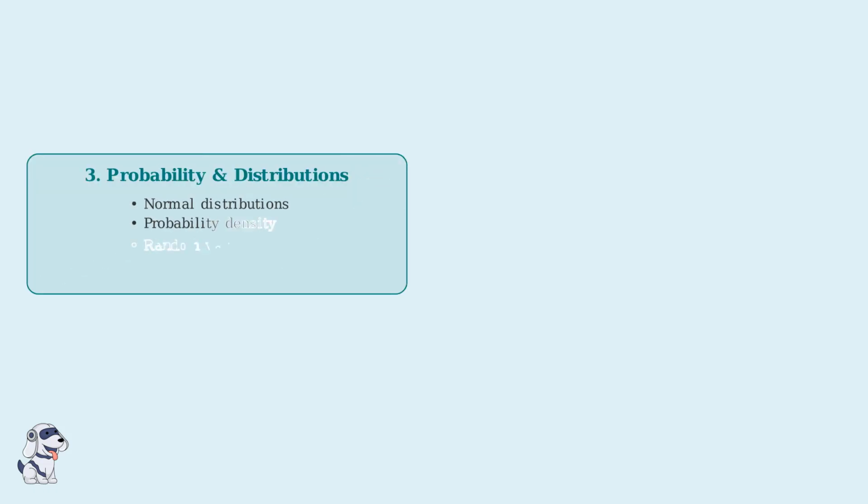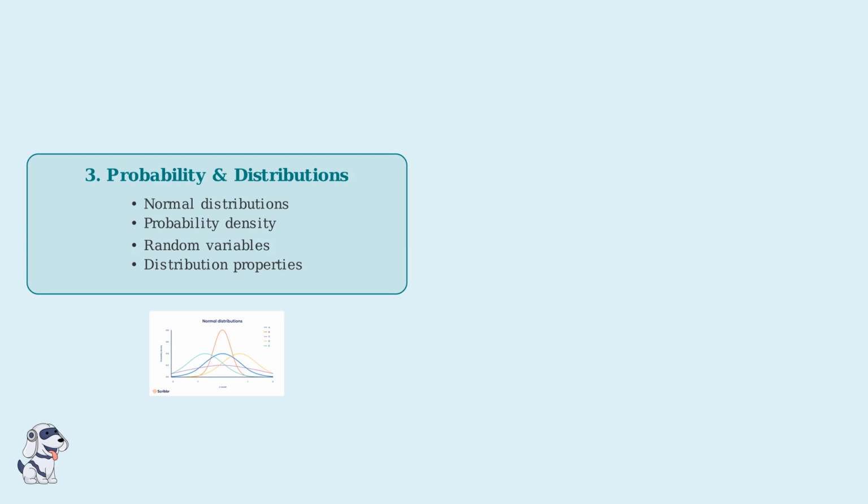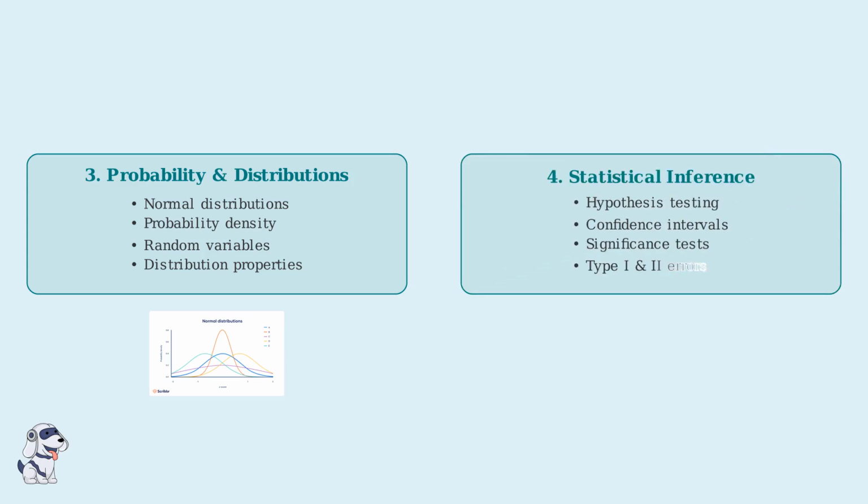Now let's move to the mathematical foundations you'll need. Basic probability and statistical distributions are essential. You need to understand normal distributions, probability density functions, and how random variables behave. This knowledge underlies the random effects in mixed models. Statistical inference teaches you hypothesis testing, confidence intervals, and how to draw conclusions from data. These concepts are fundamental for interpreting mixed model results and understanding significance tests.